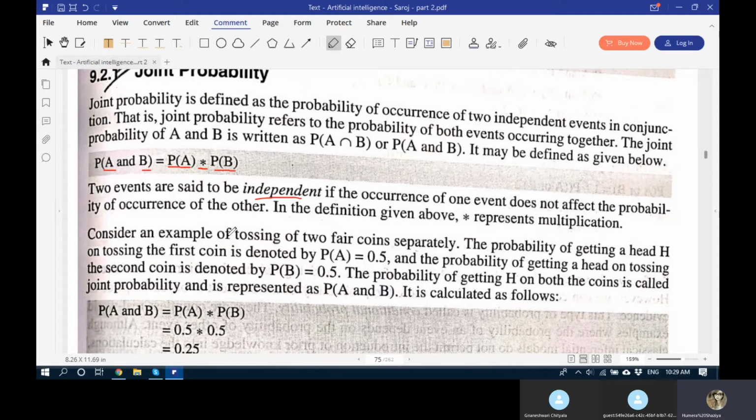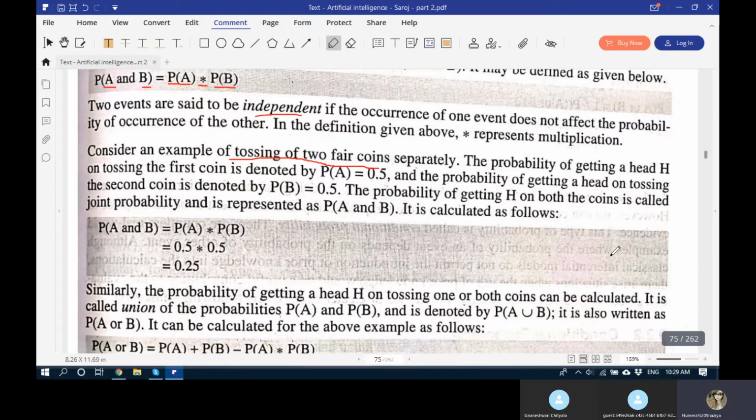And the example given here is tossing of two fair coins separately. The probability of getting H on tossing the first coin is denoted by P of A equal to 0.5, because now you are considering that you can get H or T, heads or tails. So 1 by 2 is equal to 0.5, and the probability of getting a head on tossing the second coin is denoted by P of B, which is also equal to 0.5 because it can be 1 by 2.